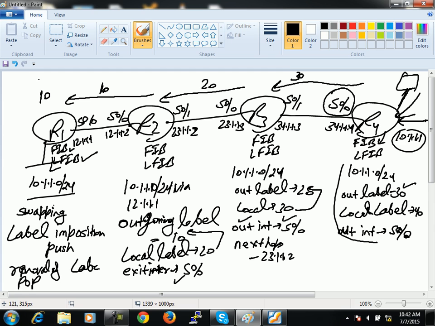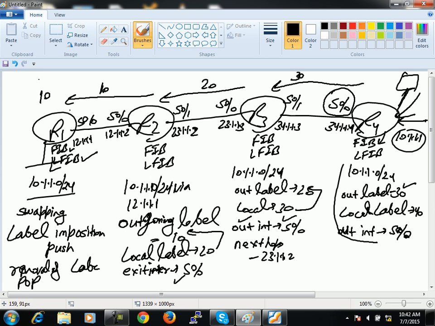Have you understood it? There is a rule. If you receive a labeled packet, then first of all you will perform a lookup in your LFIB. I mean, you will always perform a lookup in your LFIB. If you receive an unlabeled packet, you will perform a lookup in your FIB. Now in MPLS there is another rule also: directly connected prefixes will never get entered in your LFIB.